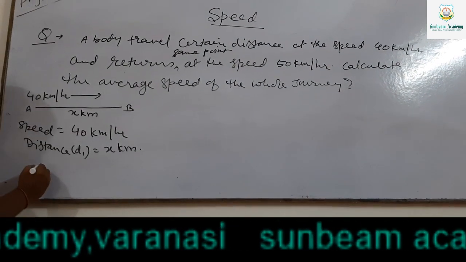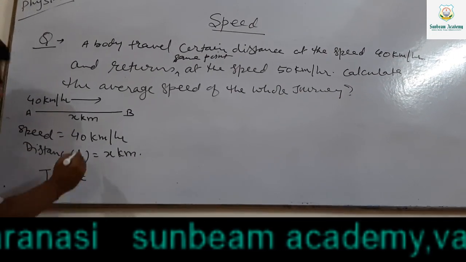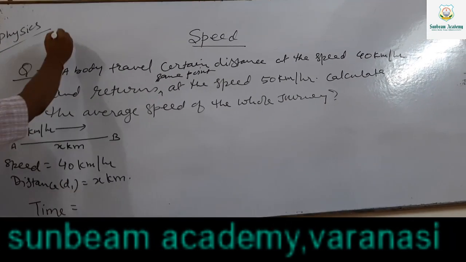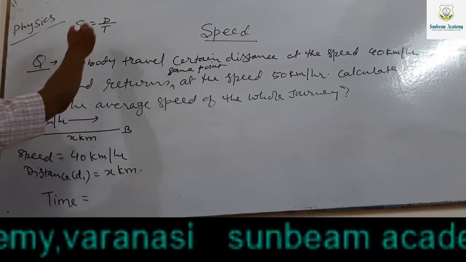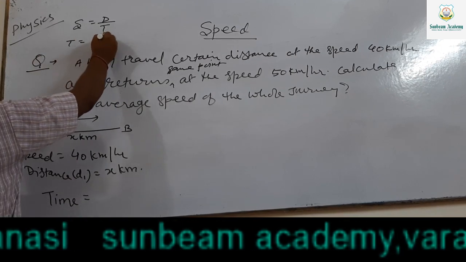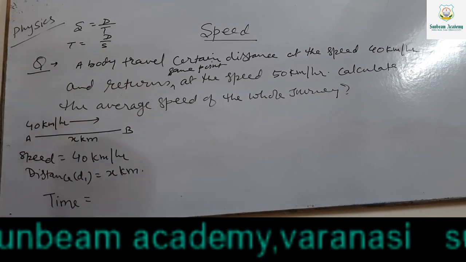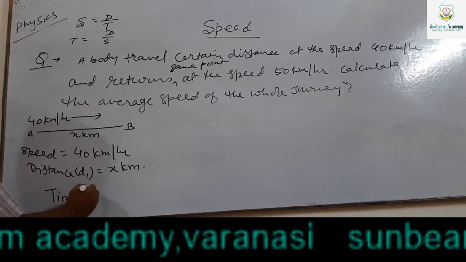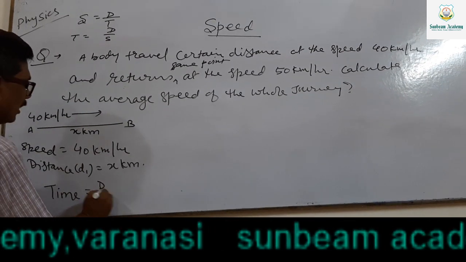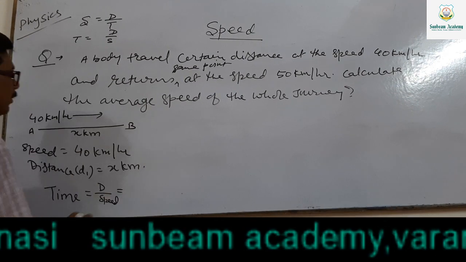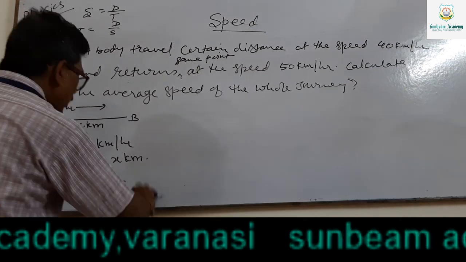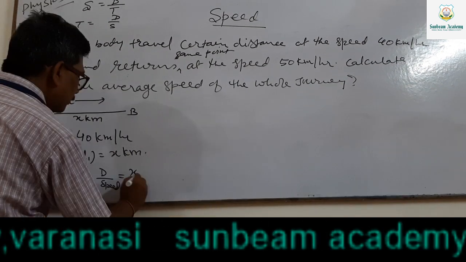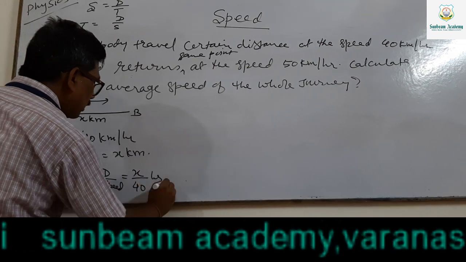Now what will be the time? You have studied the formula. Speed is equal to distance upon time. Now the time is equal to distance upon speed. So here time is equal to distance upon speed, that will be equal to x kilometer upon 40. This is in hour. And this time you take as T1.